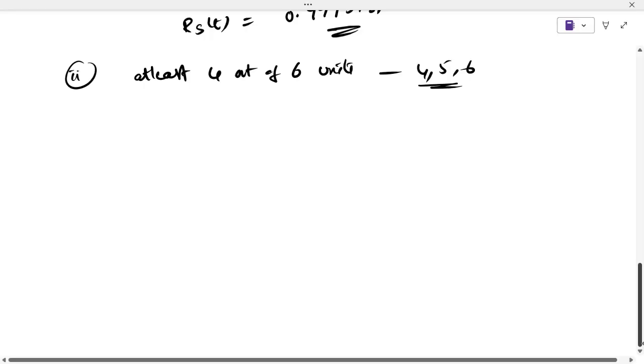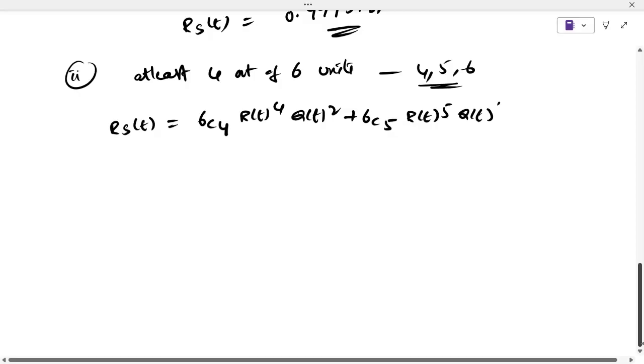satisfactorily working, right? So then in this case RS of t is equal to, we will start from 4, 6C4 R of t whole power 4 Q of t square plus 6C5 R of t whole power 5 Q of t whole power 1 plus 6C6 R of t whole power 6. Then there is no Q of t, actually Q of t whole power 0.